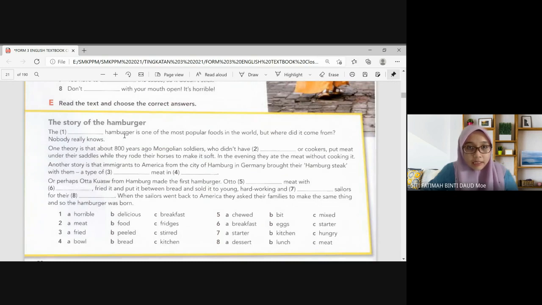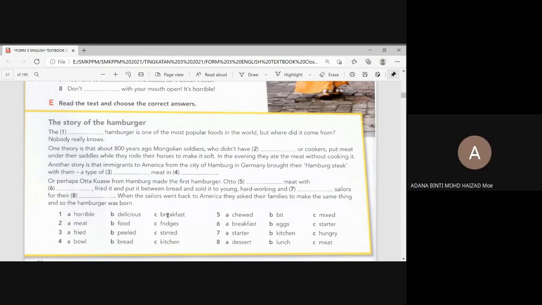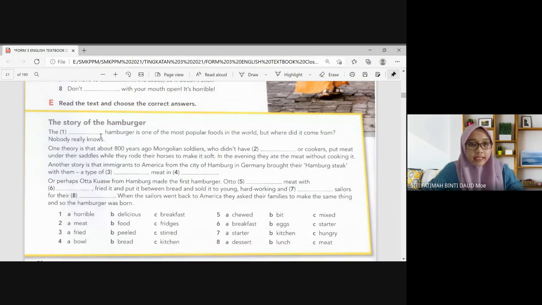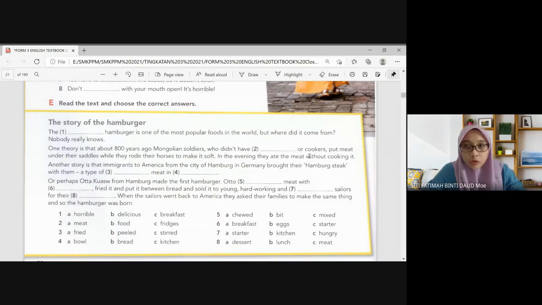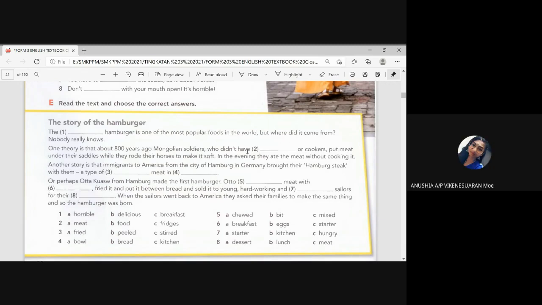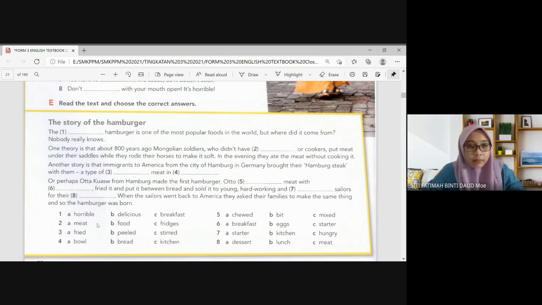Hamburger is one of the most popular foods in the world, but where did it come from? Okay, which one? The horrible, the delicious, the breakfast. Delicious. Yes, delicious hamburger. Yang sedap lah. Okay, because it's very popular. One theory is that about 800 years ago, Mongolian soldiers, askar eh, who didn't have what here, or cookers, tempat masak, put meat under their saddles while they rode their horses to make it soft. So what here? Number two, didn't have what? Meat, food, fridge.